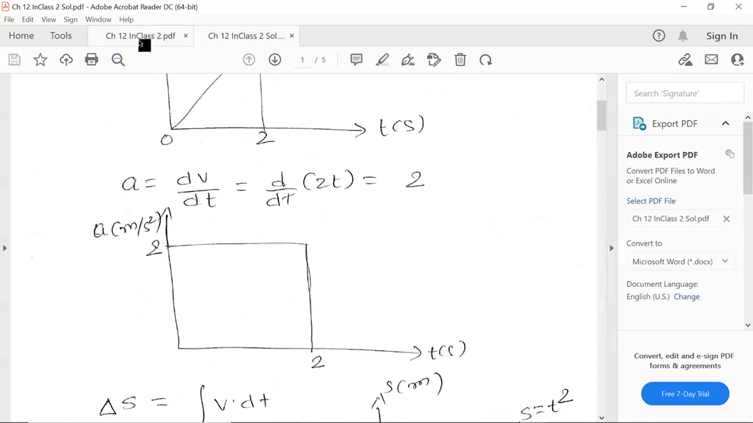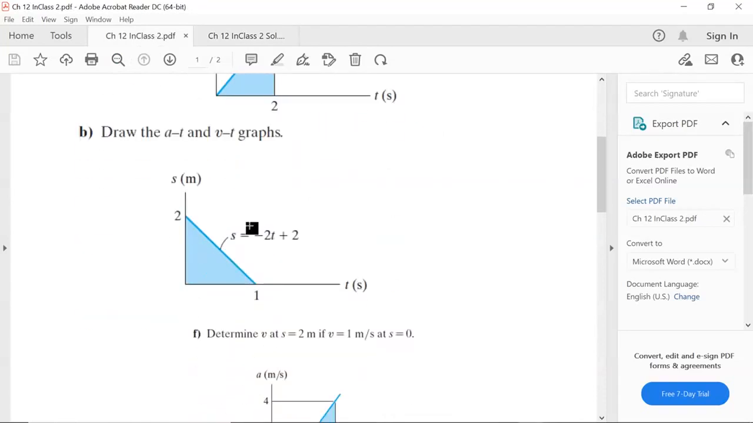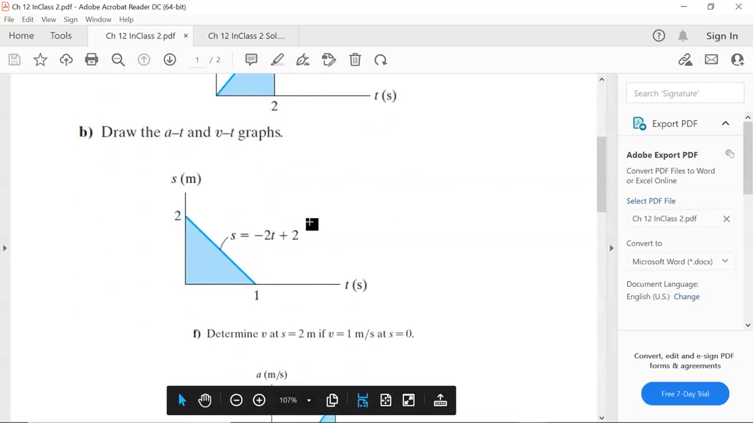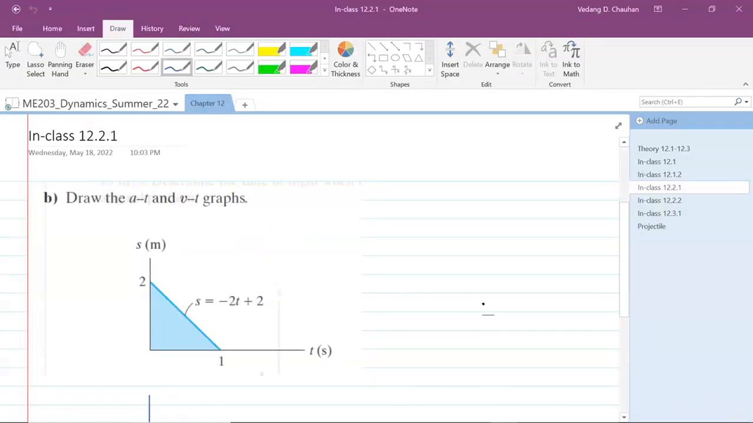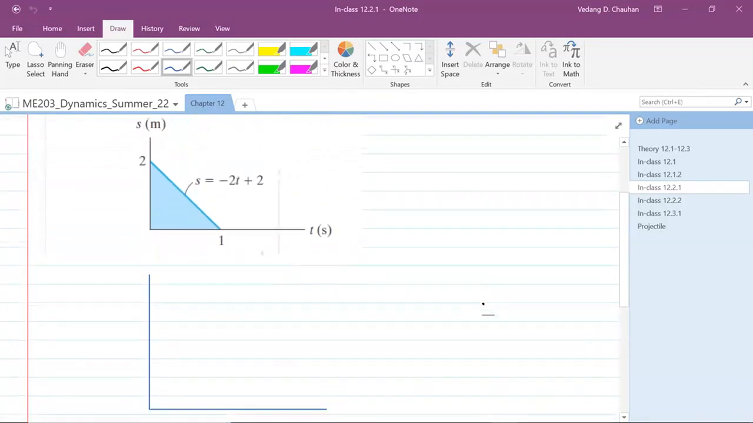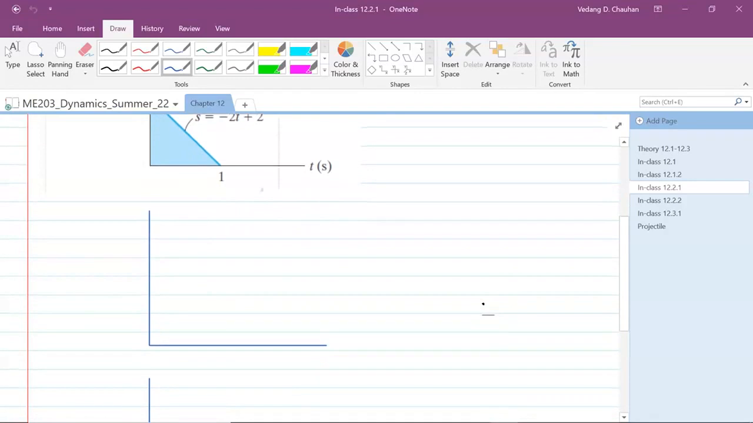Now, let's work on the second problem. That's the problem we'll actually solve in the notebook. For this problem, position is given as a function of time, and we need to plot the velocity and acceleration plots. So let's go to this. I have two graphs here, one for velocity and one for acceleration. First thing is always label your axes.